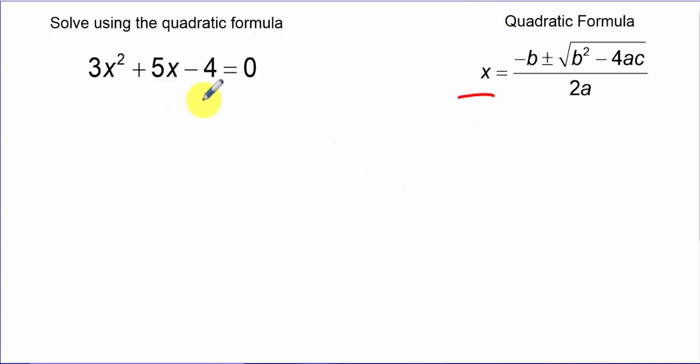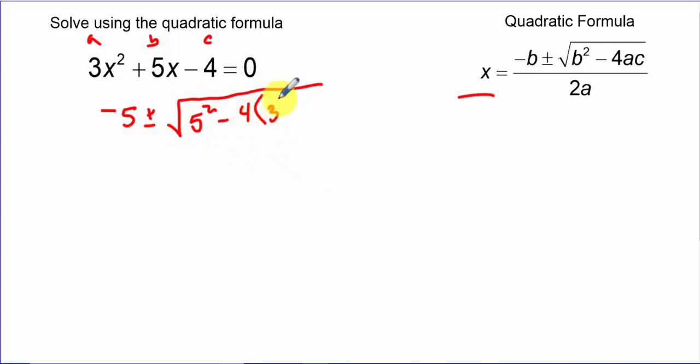In order to find x, given that it's in this form, a quadratic set equal to 0, you take the opposite of the b term. Here's my b. Plus or minus the square root of b squared minus 4, here's my a term, and here's my c term. So now this is just a case of plug and chug. I got negative 5 plus or minus the square root of 5 squared minus 4 times a, which is 3, times c, which is negative 4.